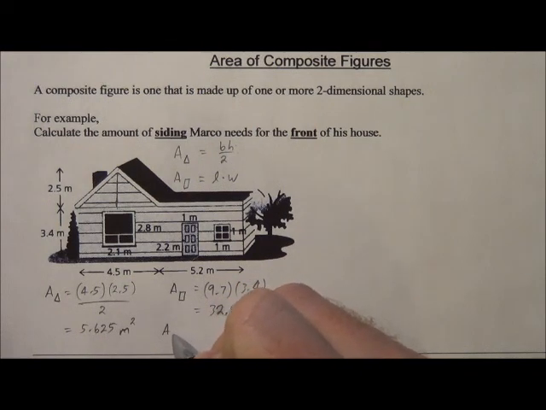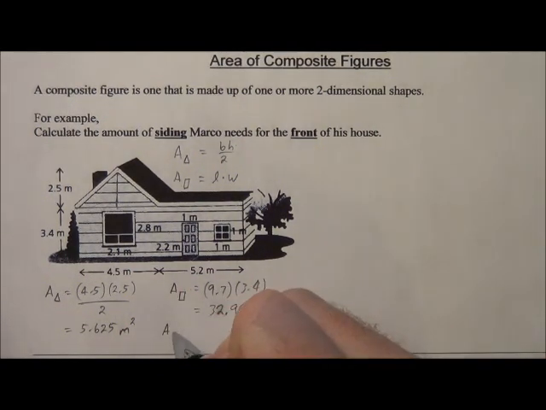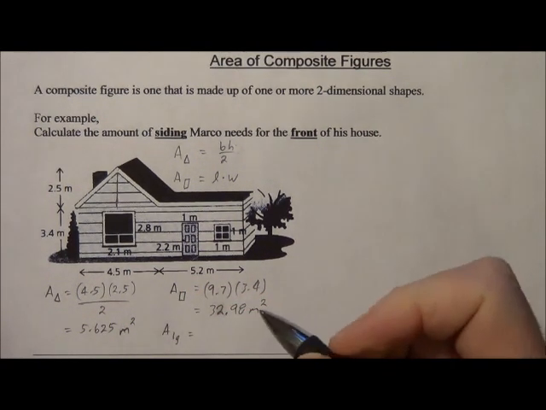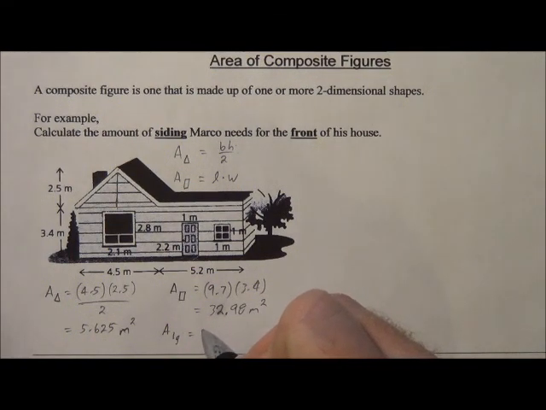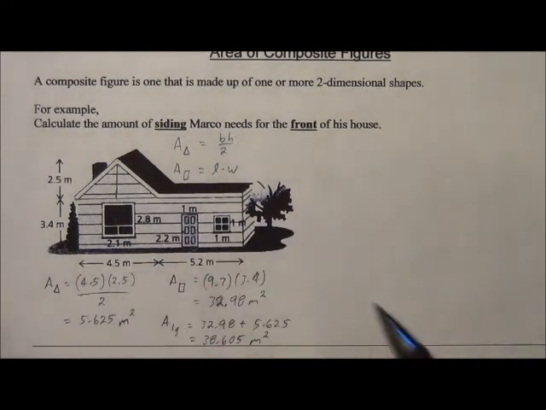And let's just say the area of the large portion of the house. And so I'm going to add these two together, so we get 32.98, and I'm going to add 5.625, and that's going to give me 38.605 meters squared. Okay, so that's the whole front of the house.